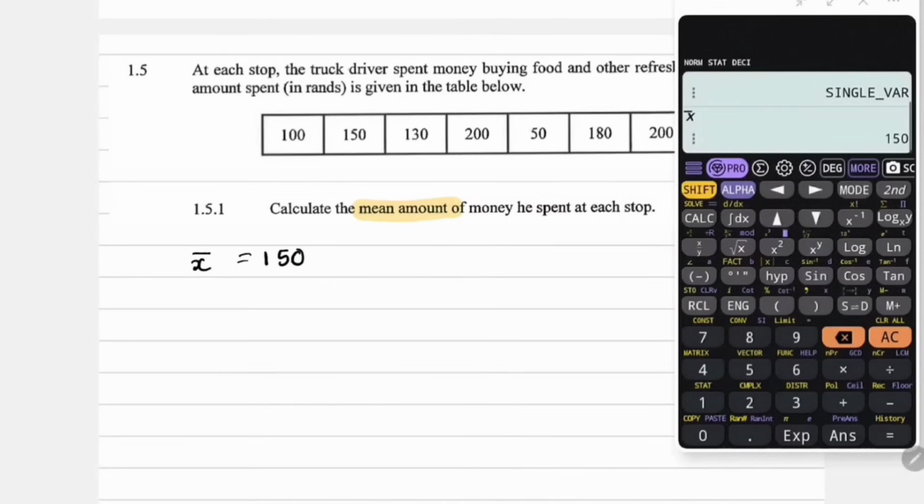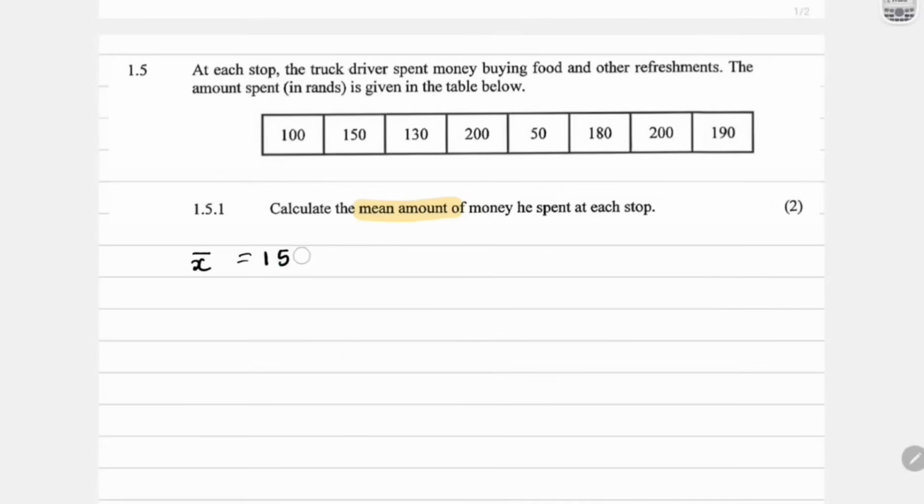150. Okay, so that is our mean. Now, remember, this is money in rand, so we need to say our mean is 150 rand. So it just means that he spent on average 150. Okay, moving on to the next question.